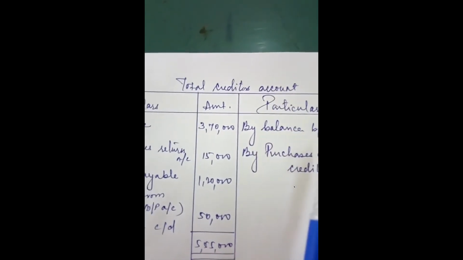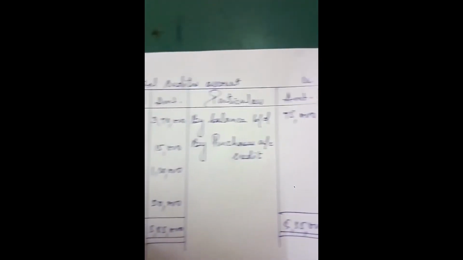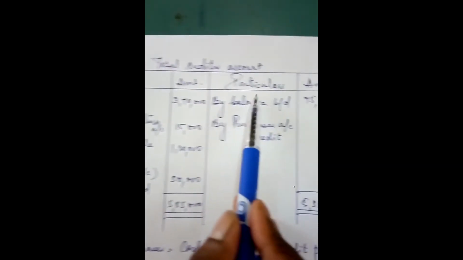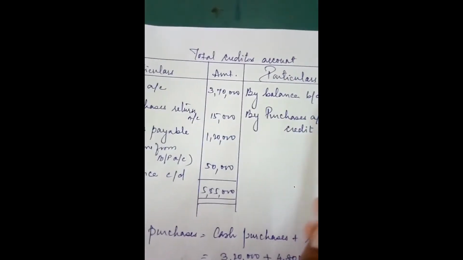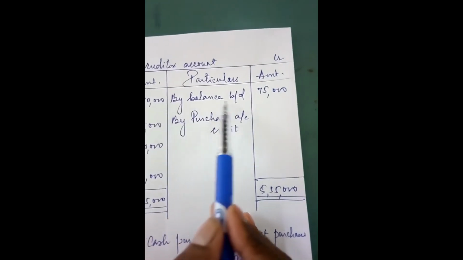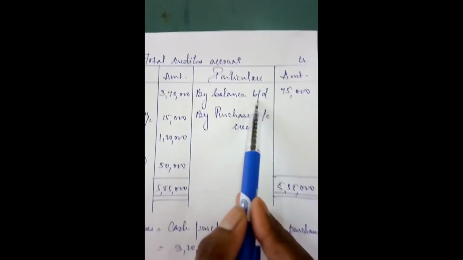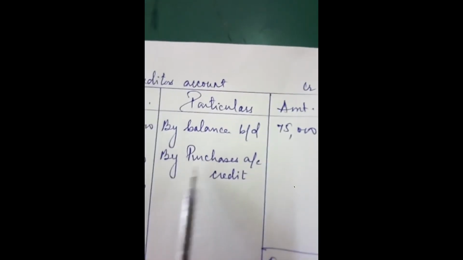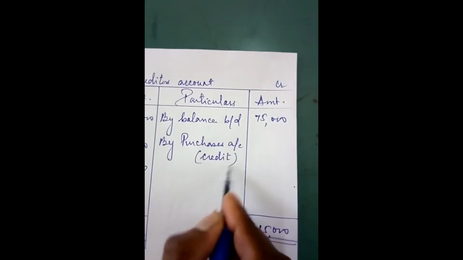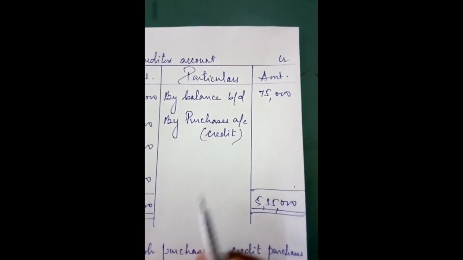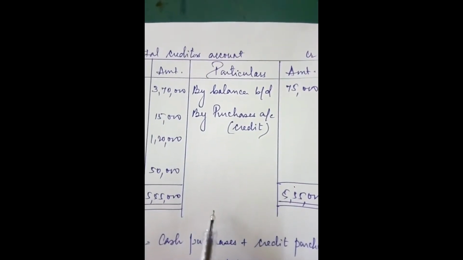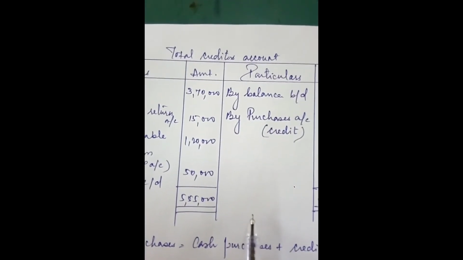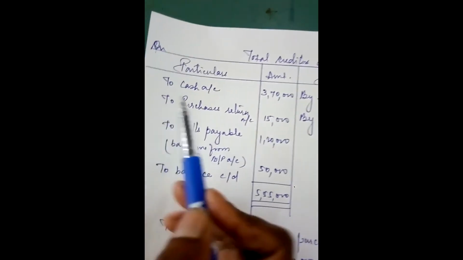So this is also a ledger account, debit and the credit side, particulars and amount. Then we begin by balance, opening balance, by balance BD, 75,000. Then by purchases account, which is a credit. Now this is what we are going to find out. We do not have any other items to be filled over here because it's not given in the question. So now we come to this side.